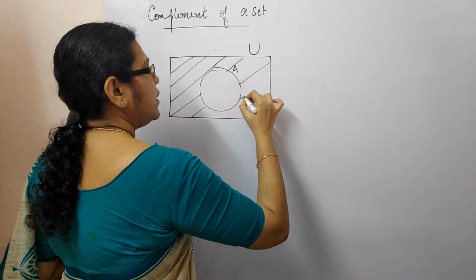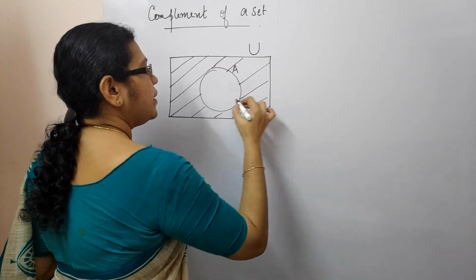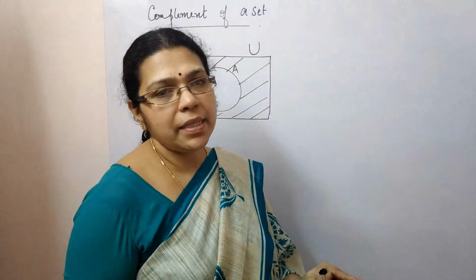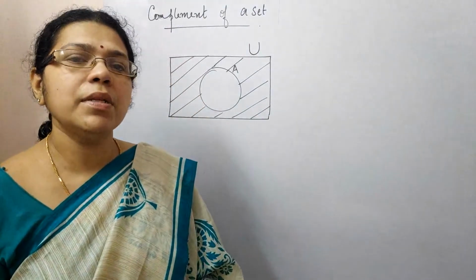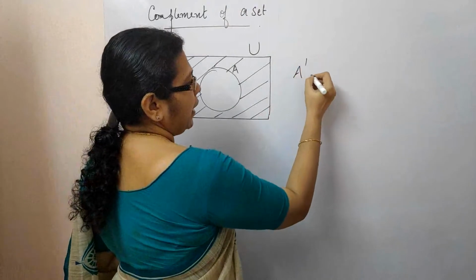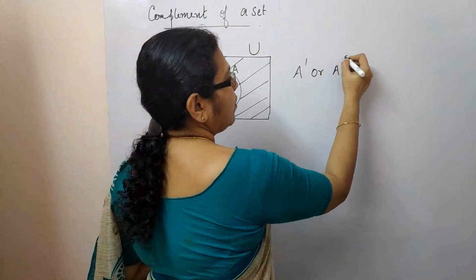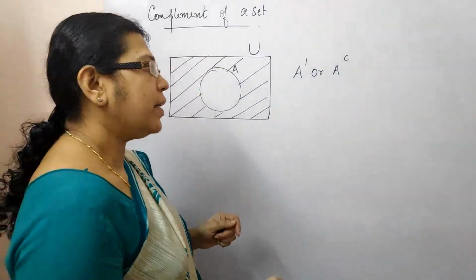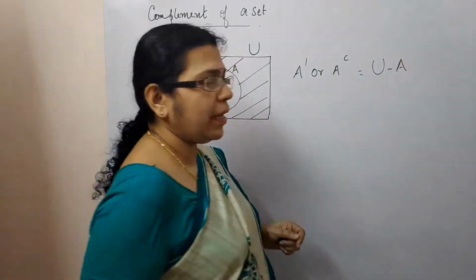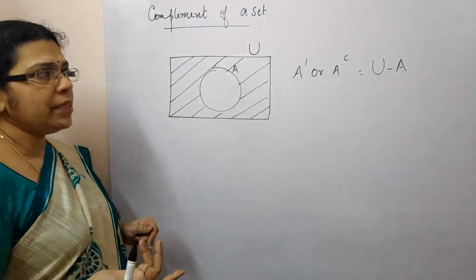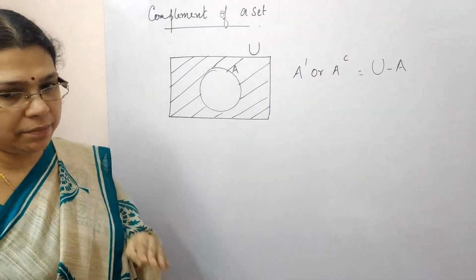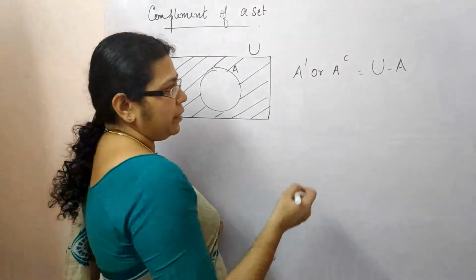In the universal set, set A is here. Excluding the set A, all other elements that belong to the universal set come under A complement. A complement is notated by A dash, or even by A complement. What is A complement? From the universal set you subtract the elements of A. So U minus A, that belongs to U but doesn't belong to A. That is U minus A.